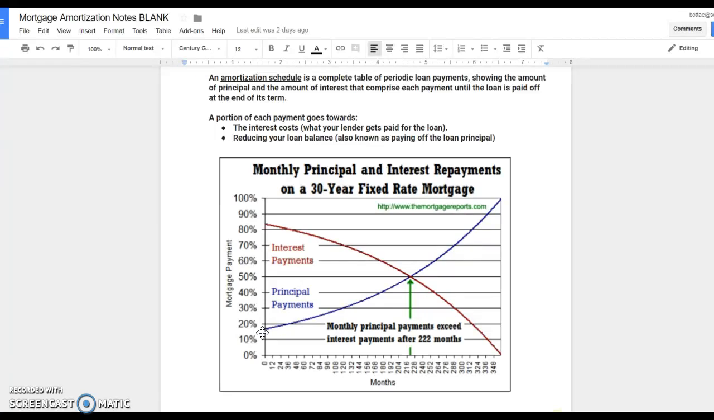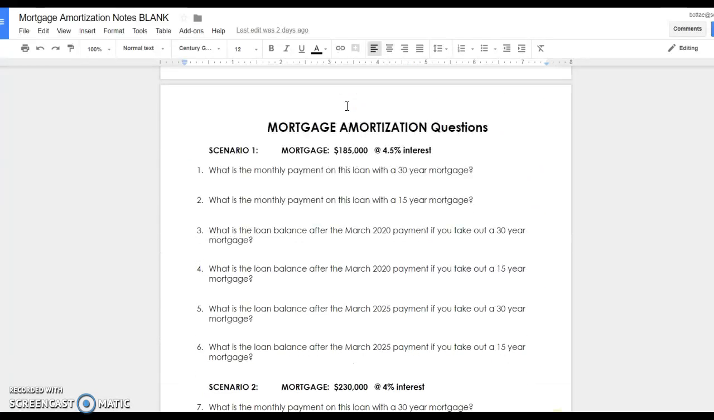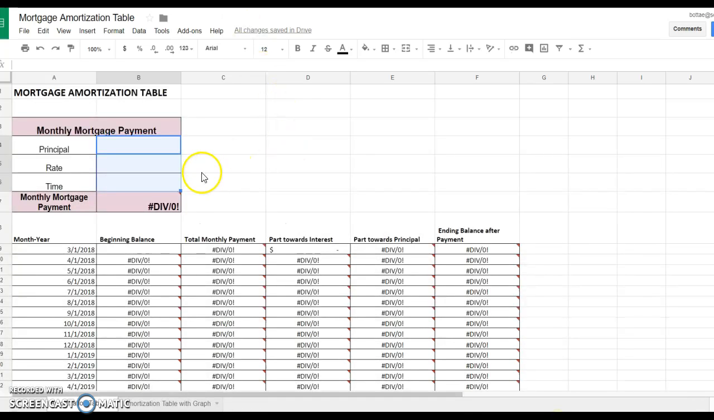One of the things that this ties into is we just finished our tax return unit, and we talked about your mortgage interest and how that's one of the things that you can use to deduct. Okay, so after that, we go to a sheet that we've shared with them, where it's an actual amortization table. This is it right here, and I've shared this with you.